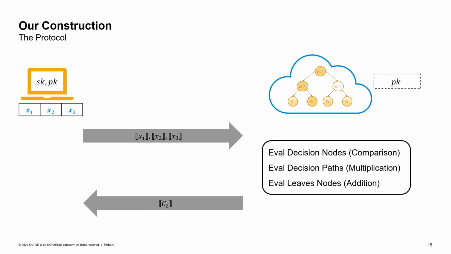To summarize, the protocol works as follows. On the client side, you have a pair of private and public keys. The public key is revealed to the server. The client encrypts his input and sends it to the server, and the server evaluates all the comparison nodes, all the decision nodes, performing comparison, and then the decision paths are evaluated by using a multiplication, and finally the server aggregates the results at the leaf node and sends back the encrypted ciphertext to the client for decryption.